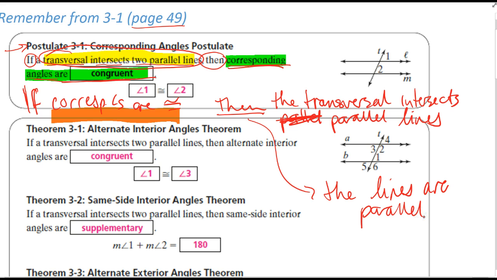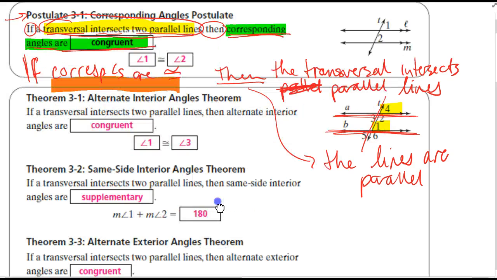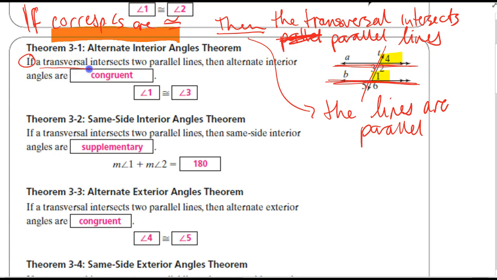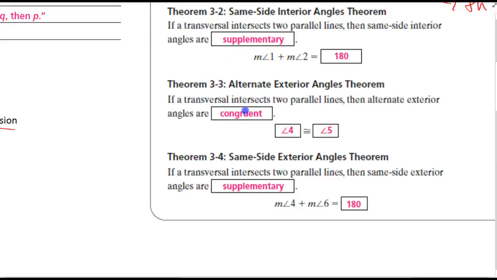Because in all of these situations, you're going to see a transversal and you're going to see these lines. And now we're trying to prove that it's the lines that are parallel because we will be given information about the angles. So here are the rest of these theorems. If transversal intersects parallel lines, then alternate interior angles are congruent. The converse would be if alternate interior angles are congruent, then the lines are parallel. So we can adjust the grammar a little bit, but the big idea is we're in section 3-2 today, we're going to be making converses of all of these angle theorems.